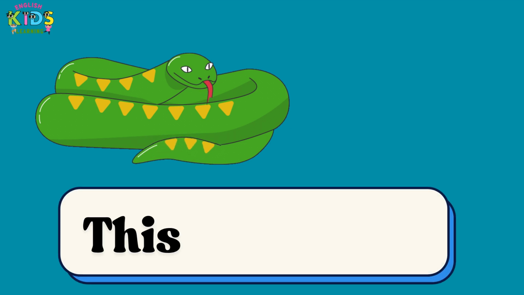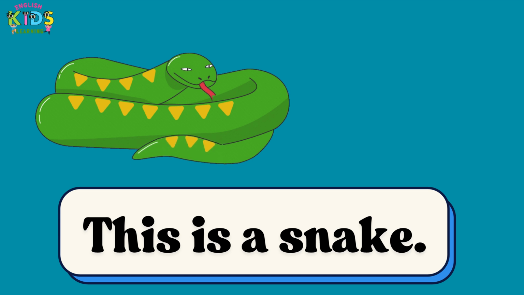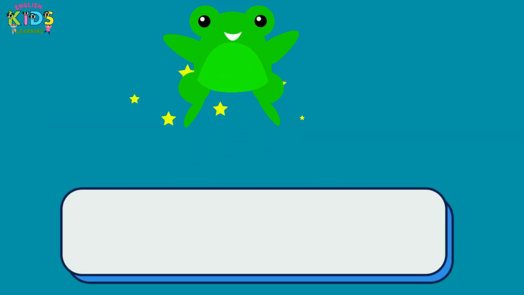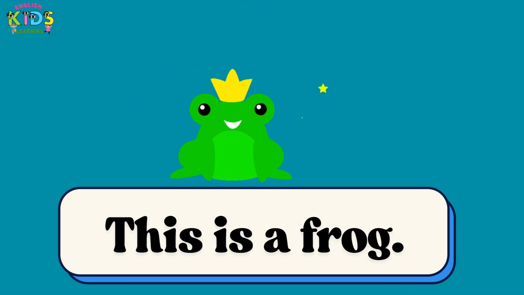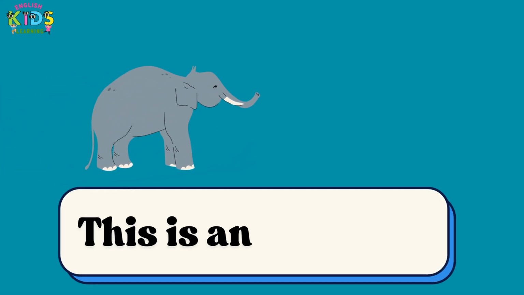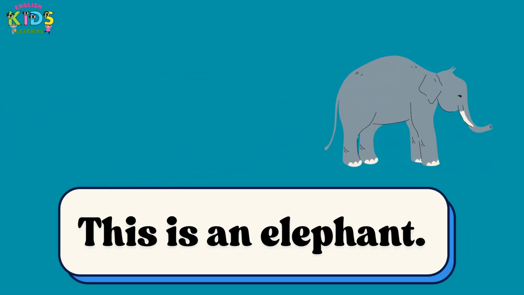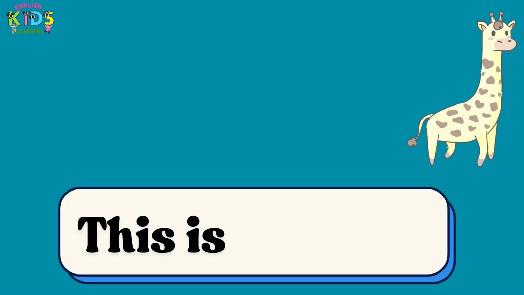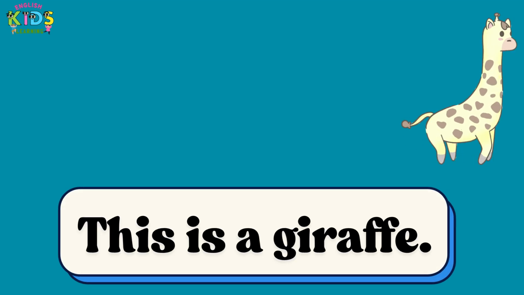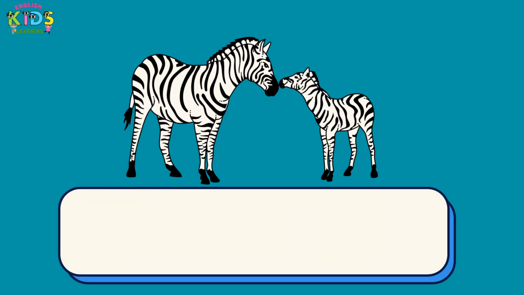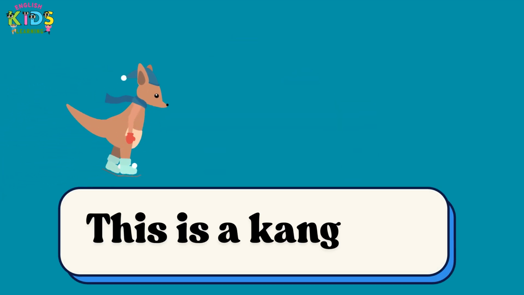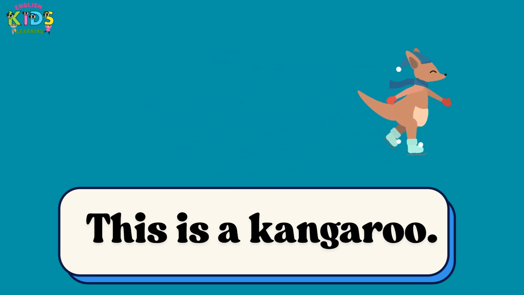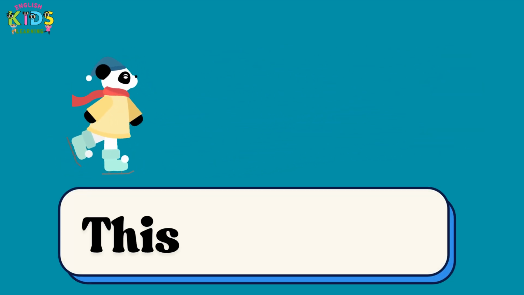This is a snake. This is a frog. This is an elephant. This is a giraffe. This is a zebra. This is a kangaroo. This is a panda.